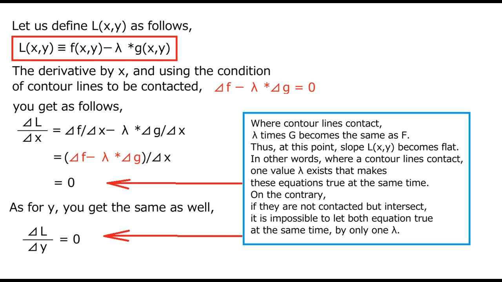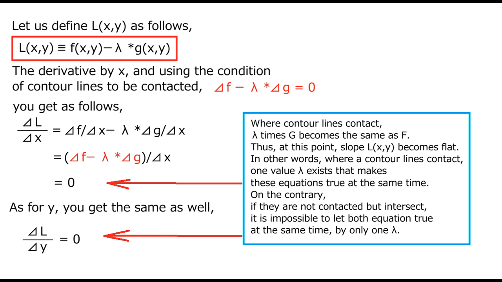You can also imagine this. At the point where the contour lines contact, if a very small piece cut off from surface g is multiplied by lambda in the z direction, it can become exactly the same as that from surface f. So if you take the difference of f and g times lambda, it becomes 0.